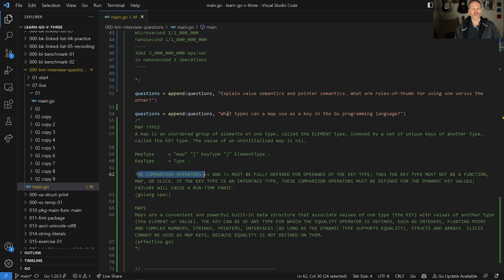And then also the answer for this question: what types can a map use as a key in the Go programming language? They could use any types for which the comparison operators can work. Those types include integers, floating point, complex, strings, pointers, interfaces, structs, and arrays, but not slices. Yeah, so those are the points. All right, that's my answer for this question.